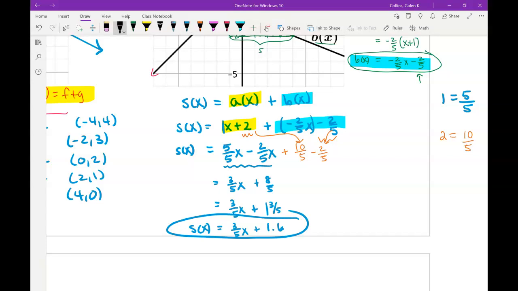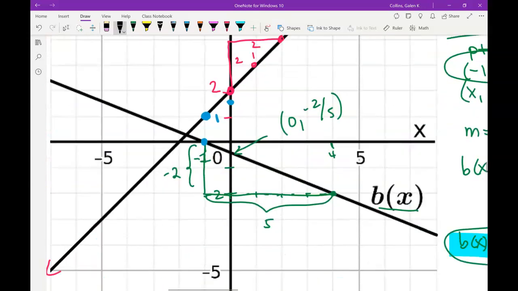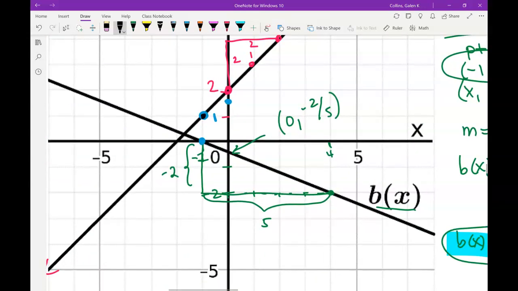If I plug that in, s of -1 is 3/5 times -1 plus 8/5. So that's -3/5 plus 8/5. That equals 5/5, which is 1. So that checks out. All right, so we said this point is on the function. I'm going to use my slope of 3/5 to fill the rest out.